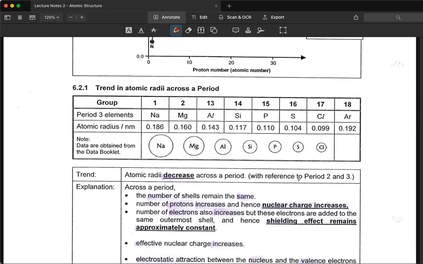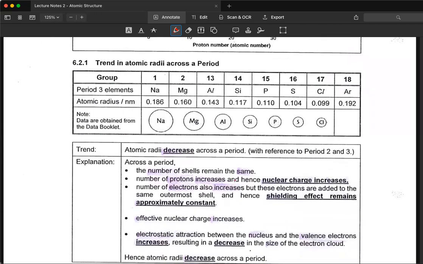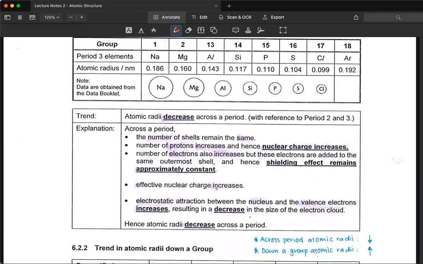Across the period, the number of shells remains the same. It's the same number of shells because they are in the same period, n equals 3. However, across the period, the number of protons increases and nuclear charge increases. Nuclear charge is the charge of the nucleus. So with an increase in the number of protons, the nuclear charge will increase. The number of electrons also increases. However, these electrons are added to the same outermost shell, and therefore shielding effect remains almost constant, because the electrons are added to the same outermost shell, so the shielding effect by inner electrons will be about the same. So if we consider shielding effect and nuclear charge, the effective nuclear charge increases.